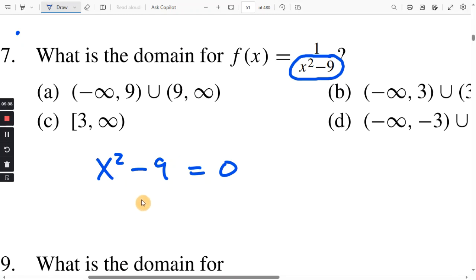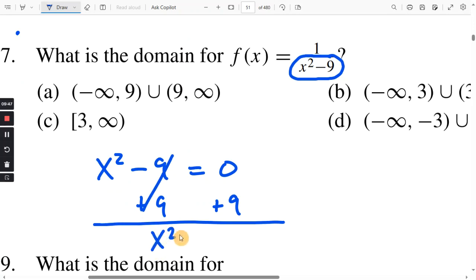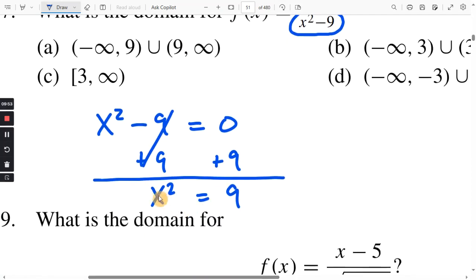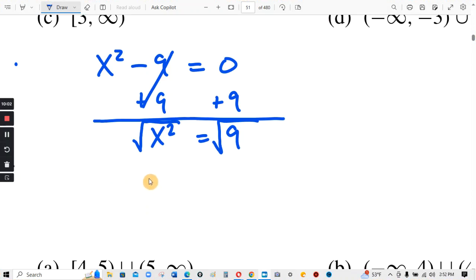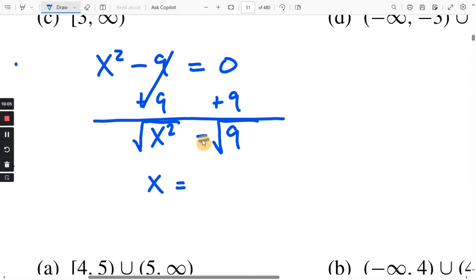Solving for x squared, we do plus 9 on both sides. 9 minus 9 cancels, bring down the x squared, and x squared equals 0 plus 9. Solving for x, the opposite of squaring something is to take the square root of both sides. The square root of x squared is x, and remember, when you take the square root of both sides, you have to do plus minus. So it's both positive 3 and negative 3. Because if you put a negative 3 here and square it, it's going to be positive 9. So both plus and minus 3 work.